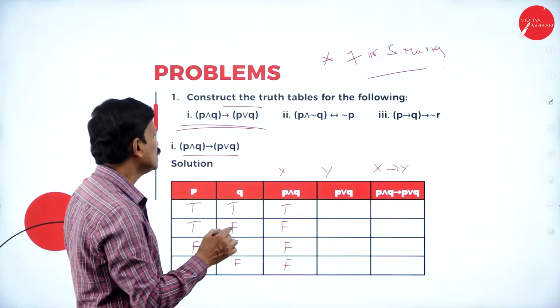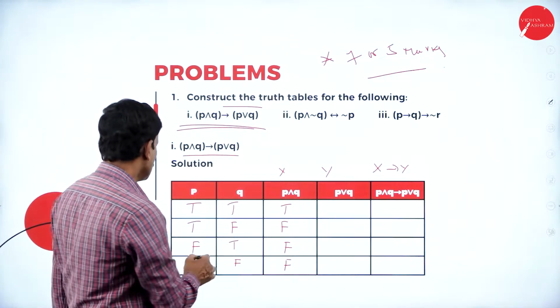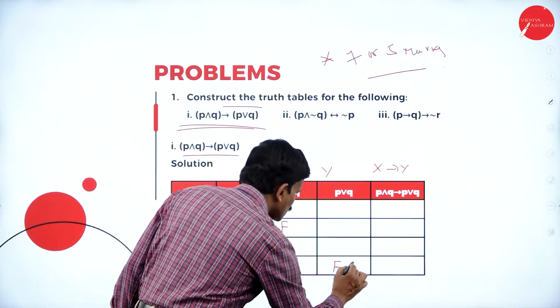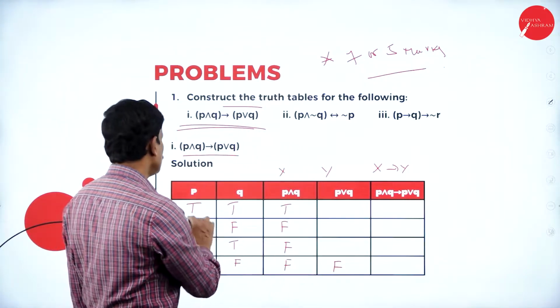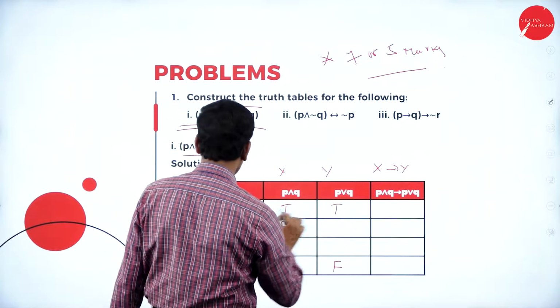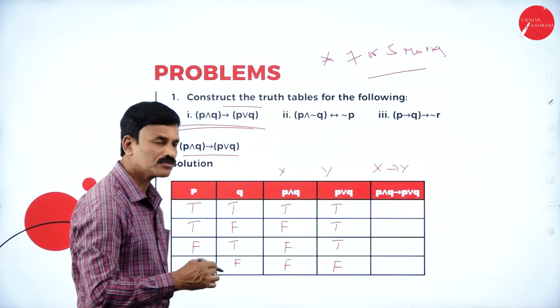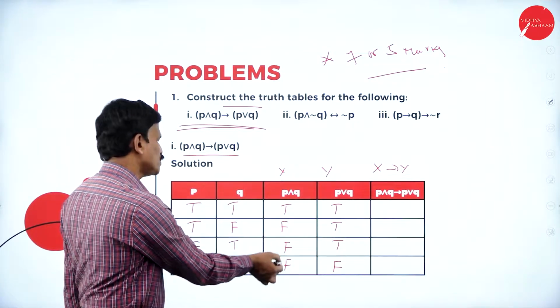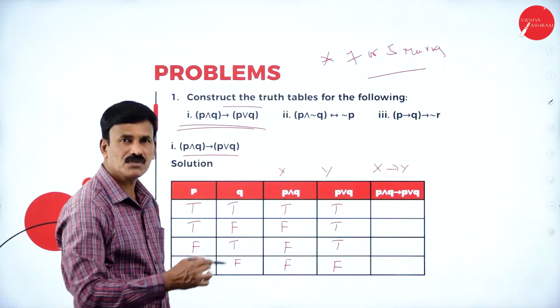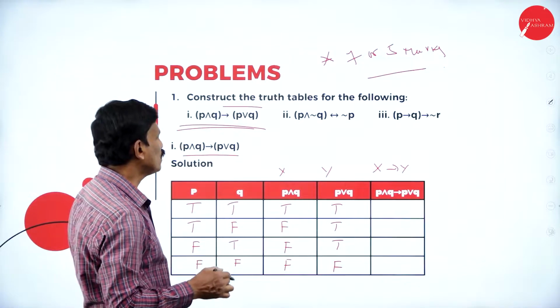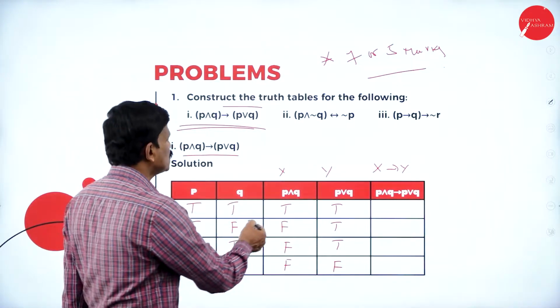Next, disjunction. False and false is false. In all other cases, it is true. F and F is F. In all other cases true: true and true is true, true and false is also true, false and true is also true. So conjunction, true and true is true; disjunction, false and false is false, and the remaining are all true. Now, the conditional between these two.